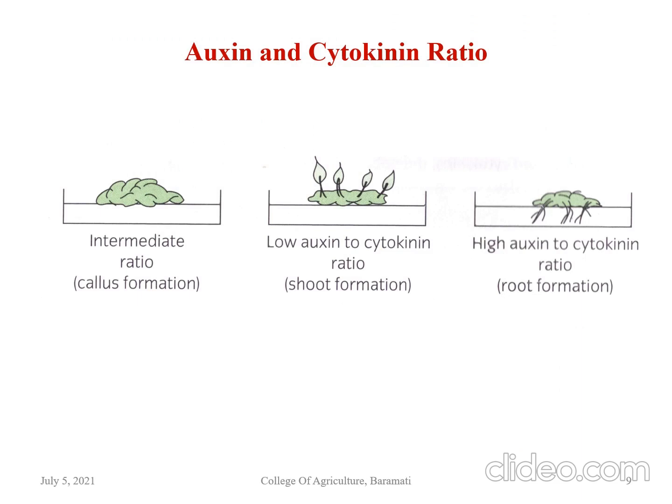Now, in the development of callus, you need a proper concentration of two hormones, that is auxin and cytokinin. The ratio of auxin and cytokinin is very effective in developing the callus mass. An intermediate ratio, that means an equal ratio of auxin and cytokinin, generally gives rise to callus mass.